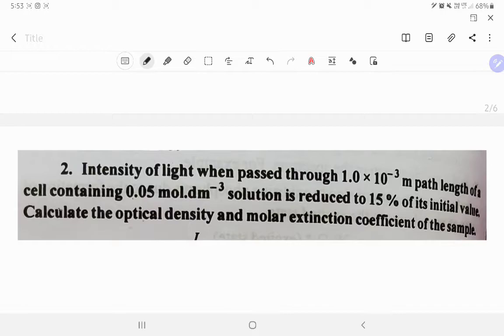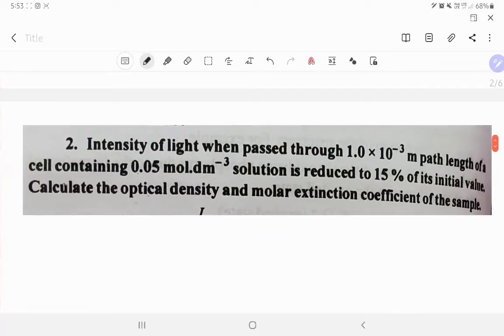Read this problem. Intensity of light when passed through 1 into 10 raised to minus 3 meter path length. Path length is given here. X is given here. Path length of cell containing this solution. Concentration is again given.